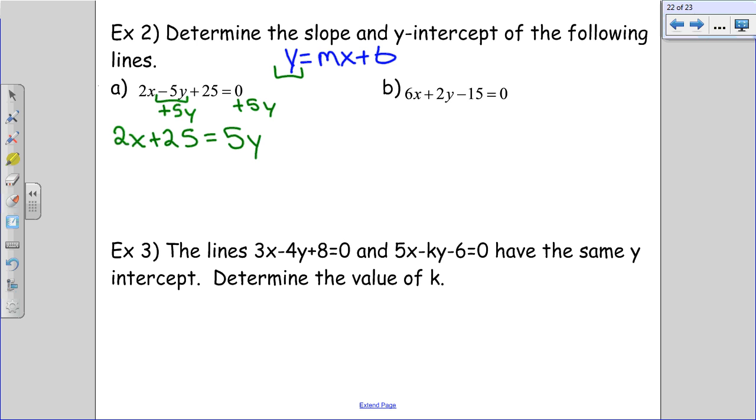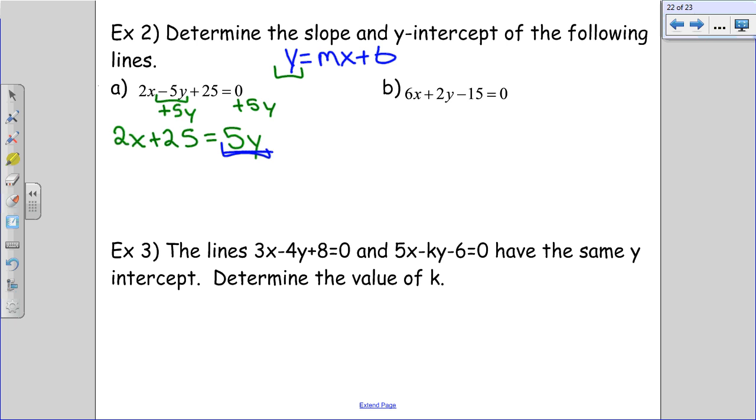Now, probably the biggest mistake people would make is they would now answer the question. They say the slope is 2, the y-intercept is 25. Right? That looks like mx plus b. But this is not slope-intercept form yet. Why not? Because the y is not by itself yet. There's a 5 attached to it. So how do you get rid of that 5? You divide by 5.